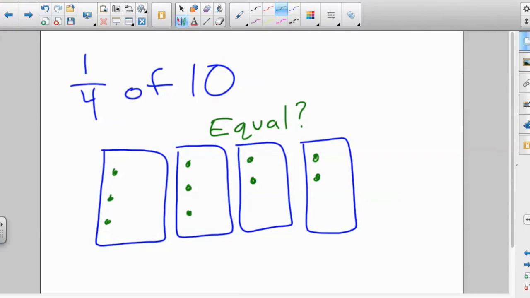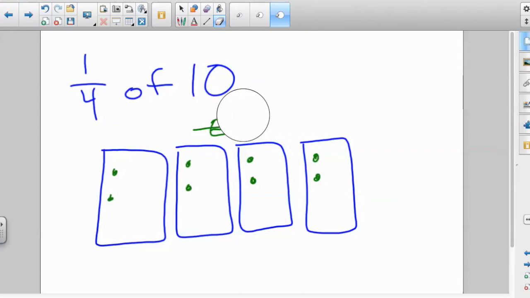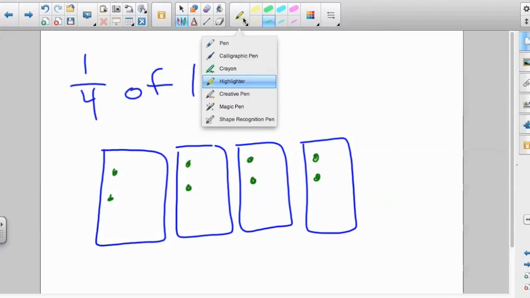Well, no, we clearly haven't made equal groups. And that's a problem. When we're dealing with fractions, we need to make sure that we're dealing with equal groups. So we're going to go ahead and erase these extra 2 dots to make sure that all 4 of these groups are equal. Nope, now I've erased a little bit of the 10. Sorry, let me go ahead and fix this.